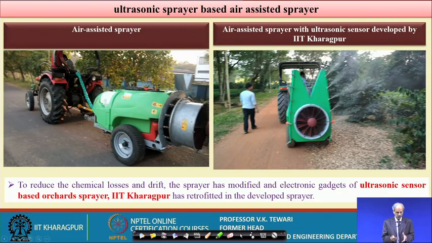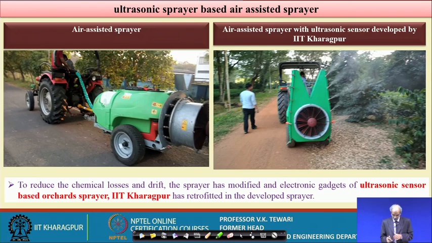So, you can see another unit that we have. We wanted this unit to be an air assisted sprayer. Now, an air assisted sprayer is available in the market, so we wanted to see if we can attach the system which we have developed. We developed such a system, we checked it, and you can see here that chemical losses and drips can be minimized.